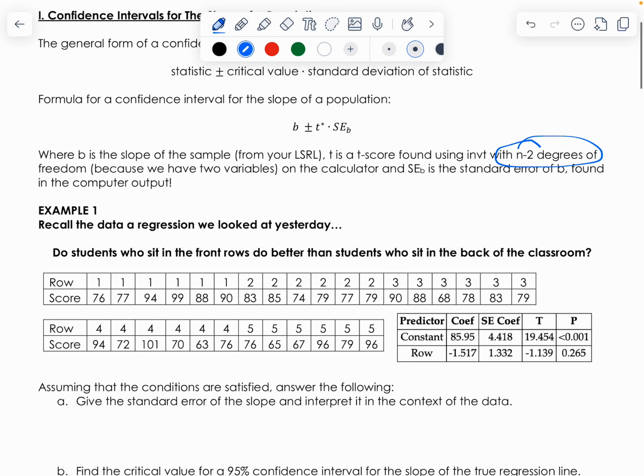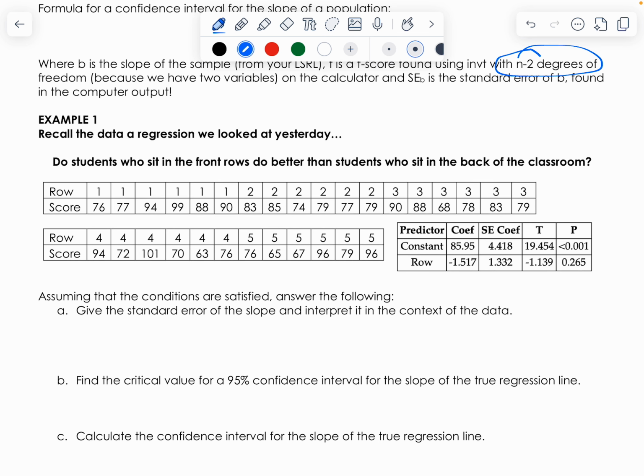And so here's our data that we discussed yesterday where we're comparing the row that a student sits in and a score that they got and the same computer output that we were given yesterday. Assuming that the conditions are satisfied, answer the following. So give the standard error of the slope and interpret it in the context of the data. So standard error of the slope is 1.332.